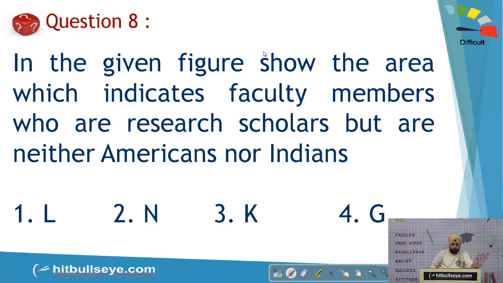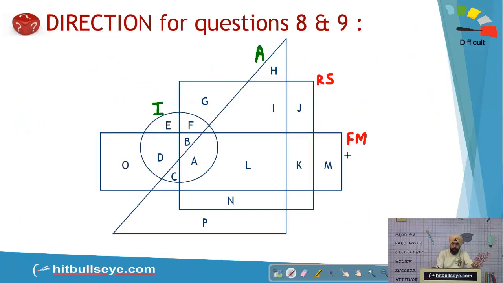We have to find the figure which shows faculty members who are research scholars. So it is faculty and research, but not the remaining 2. That is, they are neither Americans nor Indians. Now faculty and research scholars. Students, you can see here, faculty members are this, research scholars are this. So people who are covered by the rectangle as well as by the square, but not by a triangle and circle, they are represented by letter K.